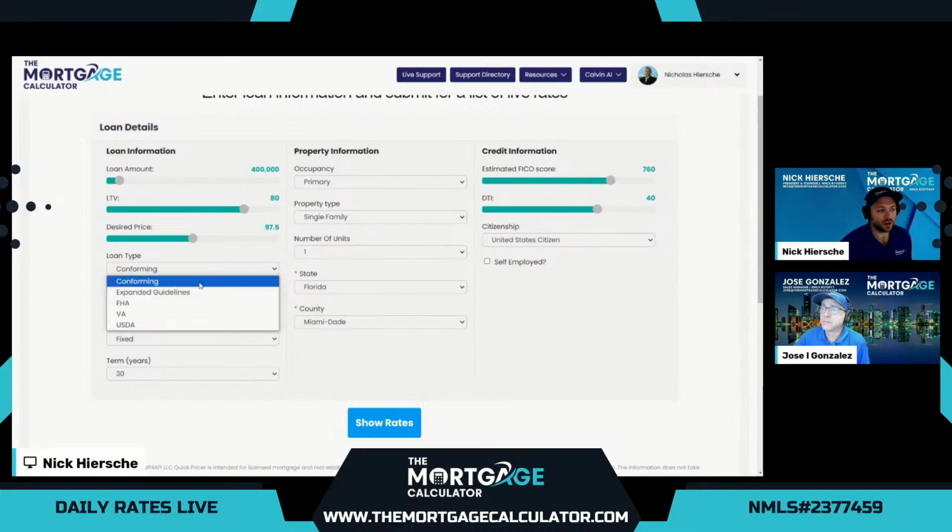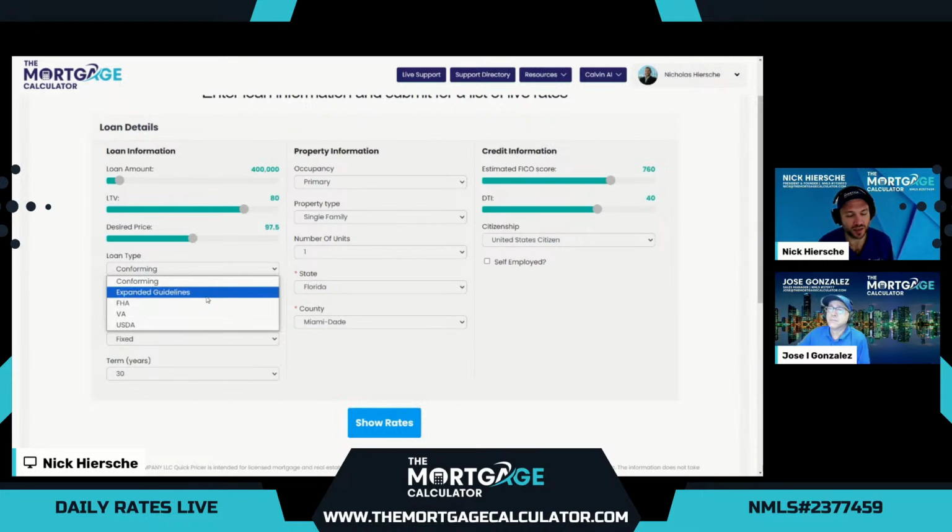And we'll compare our conforming conventional programs first, and we'll check out our FHA options. Then we'll go into our expanded guidelines, which is where we specialize, where we offer over 5,000 additional non-QM programs here using alternative income. We also offer VA and USDA. VA is only for our eligible vets and active service members. If you are eligible, just let us know. We'll quote it, no problem. And USDA is only for eligible properties. If you do happen to be looking at one of those, just let us know.